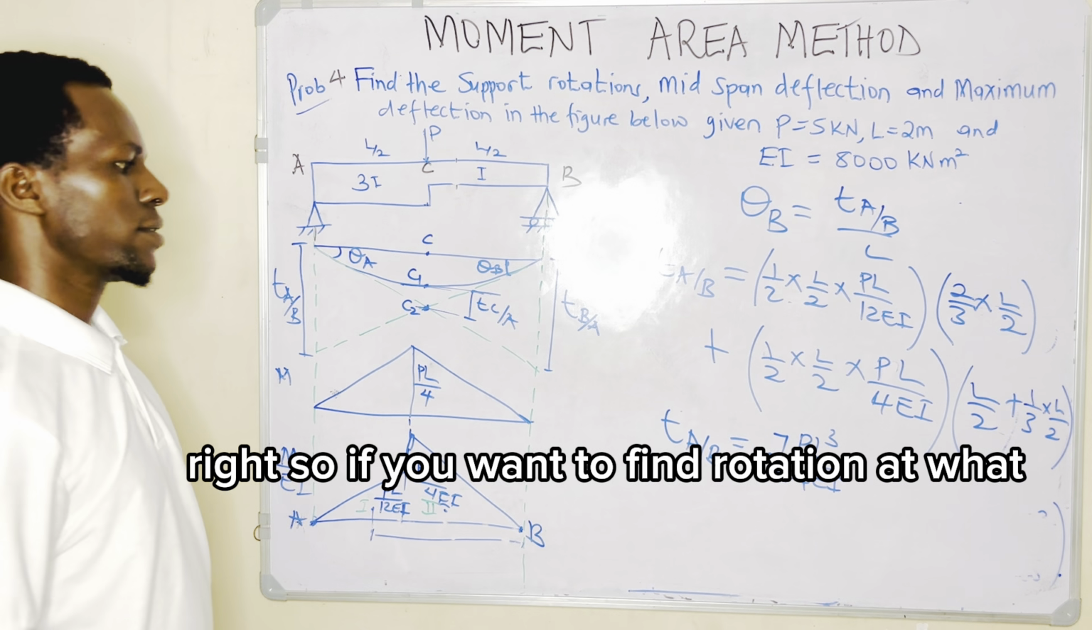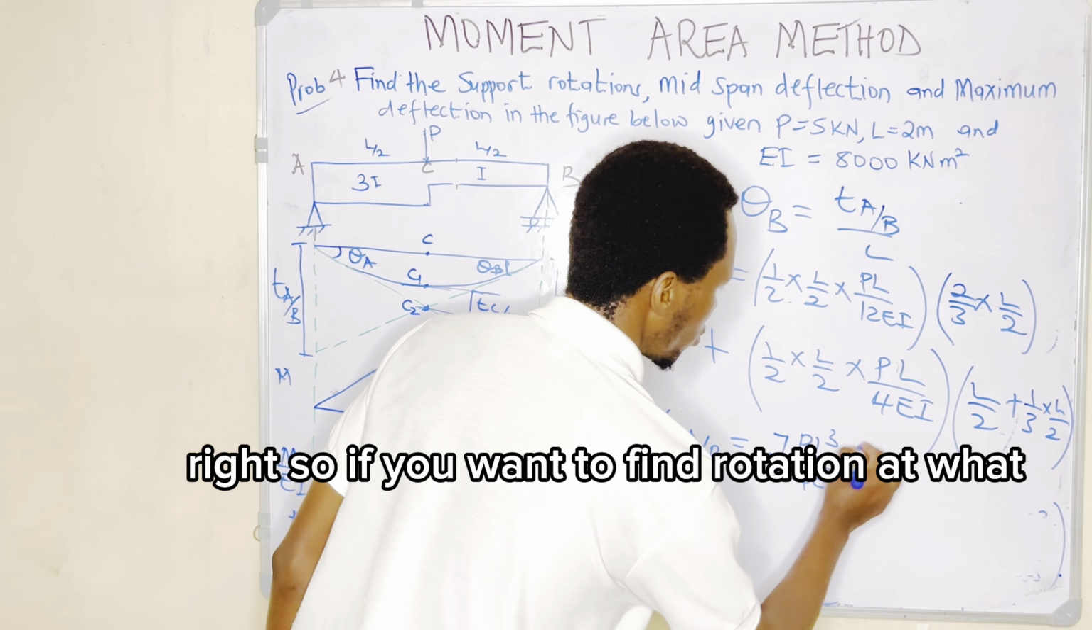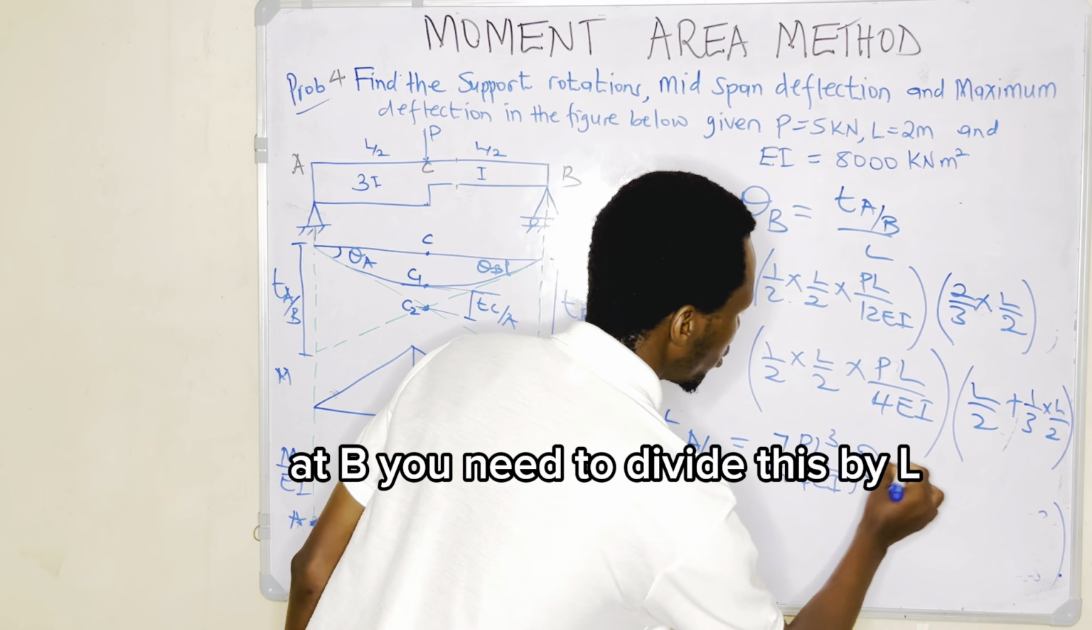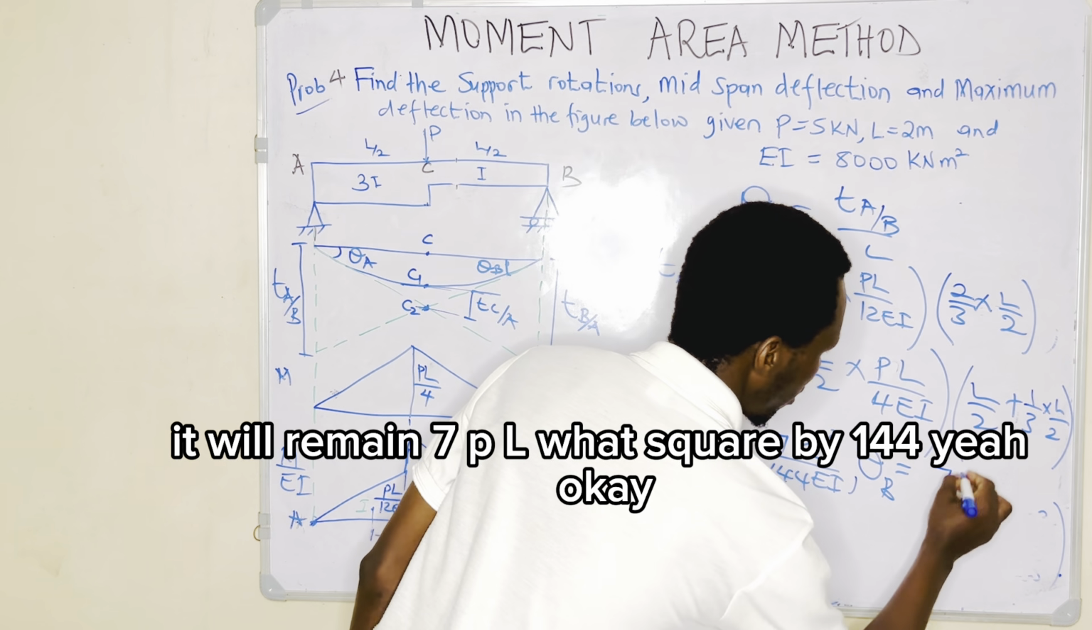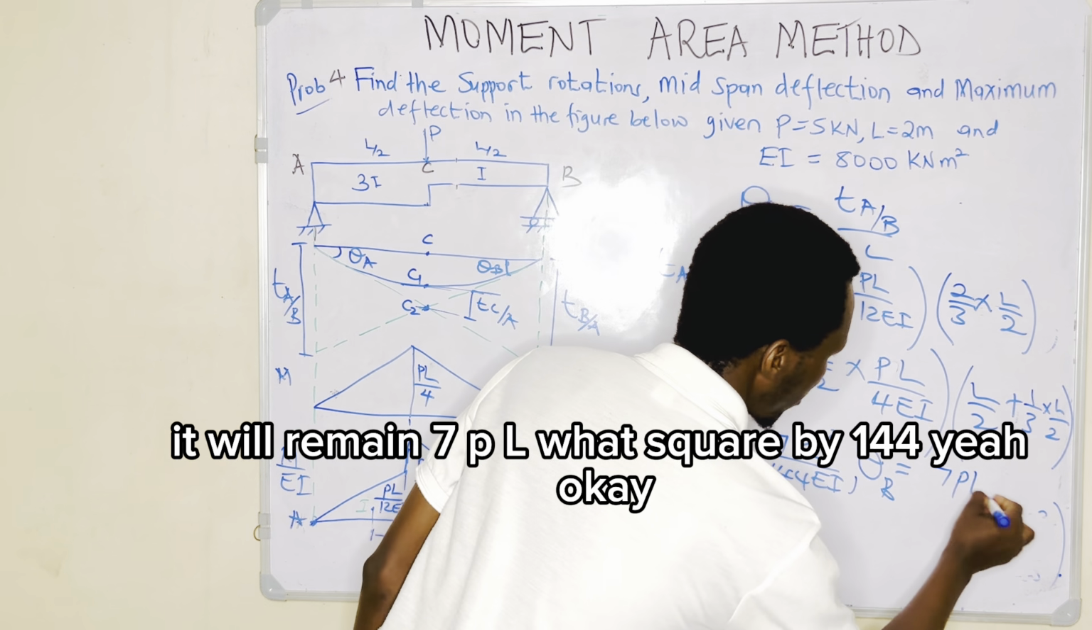So if you want to find rotation at B, you need to divide this by L. If you divide this by L, it will cancel one of the L. It will remain 7 PL square by 144 EI. Given the value, if you substitute it, it's going to be 7 times P is 5 times L is 2 square divided by 144 times 8,000. If you press this from your calculator, you're going to get 1.1.